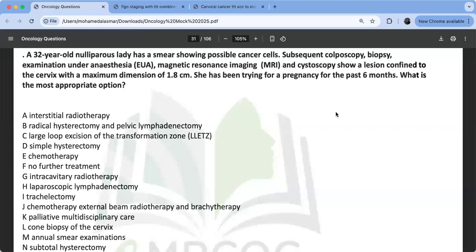So let's have examples of questions and see if the concepts are clear or not. A 32-year-old nulliparous woman had a smear showing possible cancer cells. Subsequent to colposcopy, biopsy, examination under anesthesia, magnetic resonance imaging, all of this for staging, right? And cystoscopy show a lesion confined to the cervix with maximum dimension of 1.8. She has been trying for a pregnancy for the past 6 months. What is the most appropriate option? You tell me, guys, what do you think? What will you do for this case?